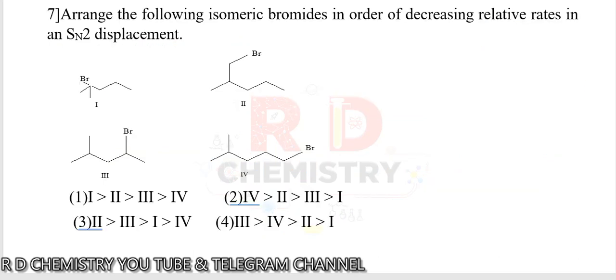Question number 7. Arrange the following isomeric bromides, where the molecular formula is the same, in order of decreasing relative rates for the SN2 mechanism. Remember, for the SN2 mechanism, primary should come first, then the secondary, then the tertiary. And if the branching increases, the SN2 rate decreases.